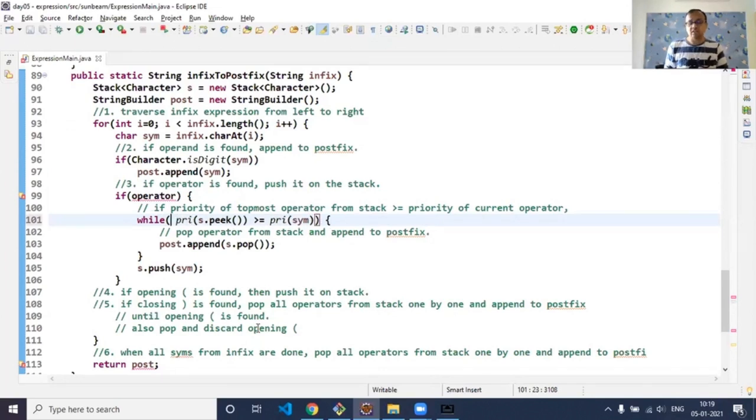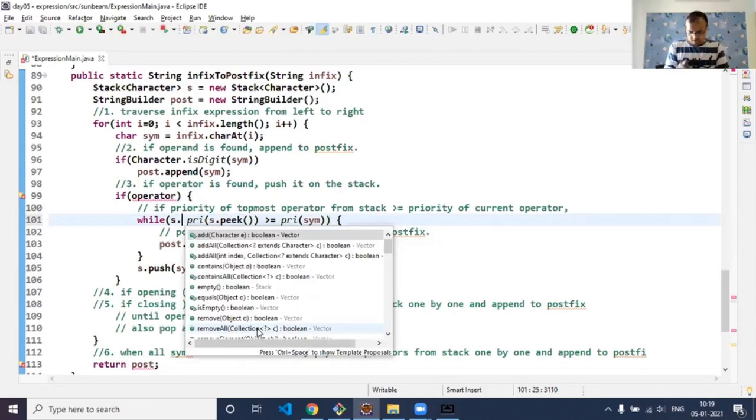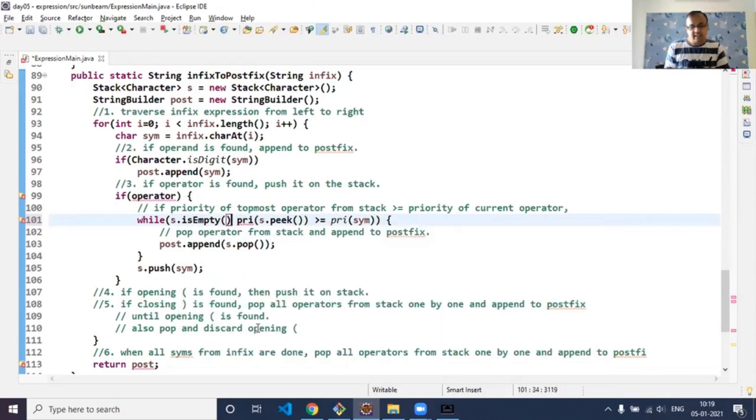And one more thing, when can you take the topmost element? When there is some element inside the stack. If there is no element inside the stack, where will the largest element come from, the question doesn't arise. So you just continue further: while the stack is not empty, then and only then check the topmost element. Otherwise, if you didn't check the not empty condition, this will probably directly throw a stack empty exception. I hope you are getting the point.